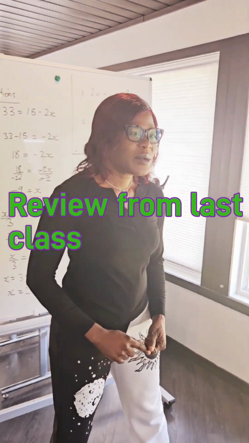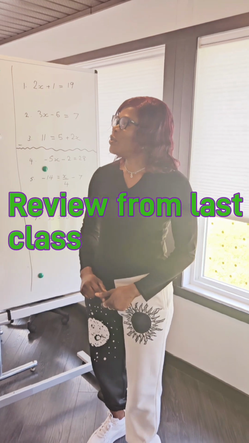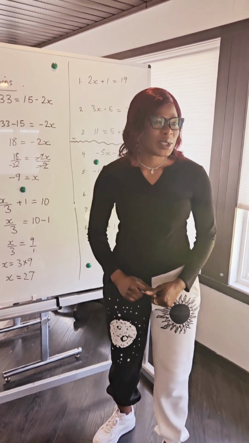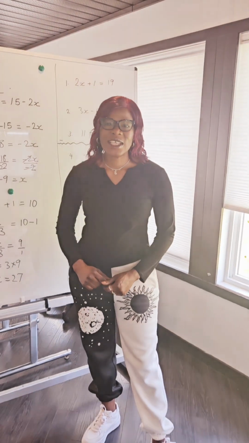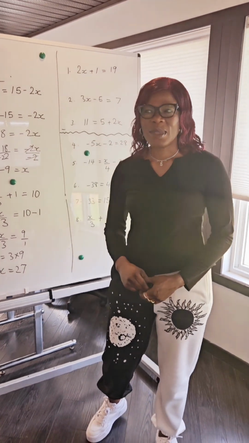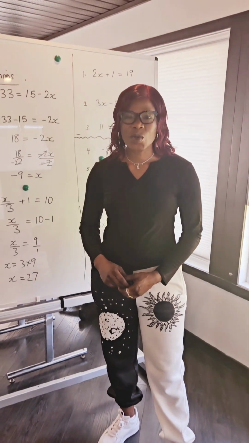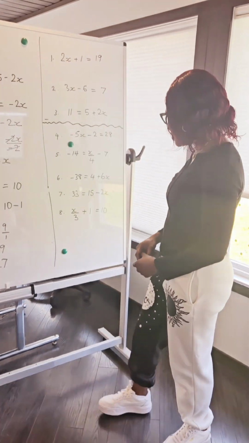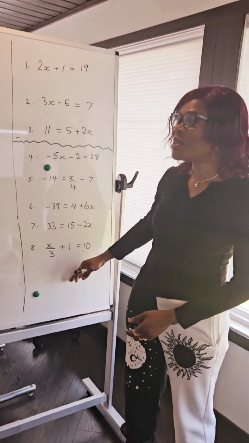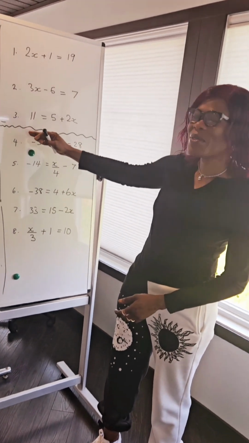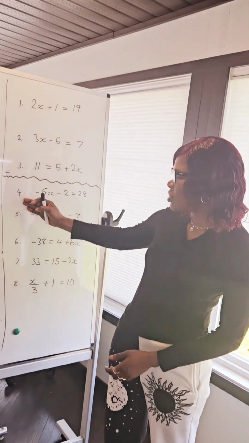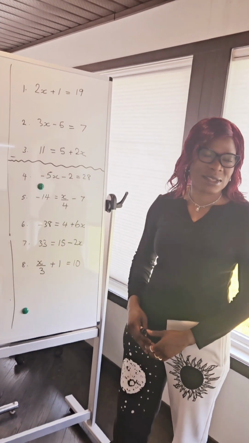Okay, so in our last class, we tried to look at one of the units from the grade 9 curriculum. We started with linear equations, and we looked at one-step equations, and we'll also look at two-step equations. At the last class, we had 8 problems to solve. We solved 3 together, and I asked you to go home and try to solve question 4 to question 8.